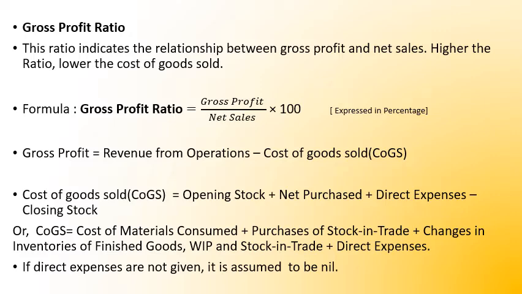Now, if direct expenses are not given, they are assumed to be nil. We will put 0 over here while we are calculating. So any figure, if you don't find it, you have to carefully observe it. If the figure is not available, then we will take its value as 0 while we are computing.